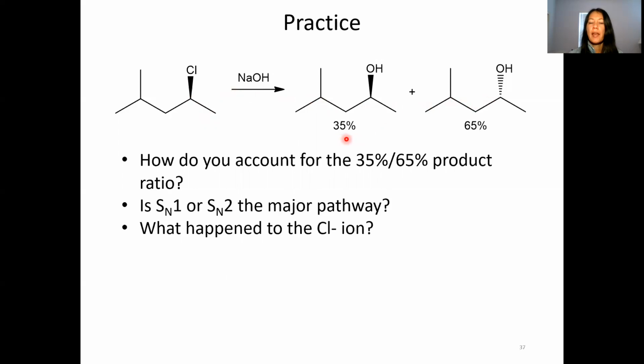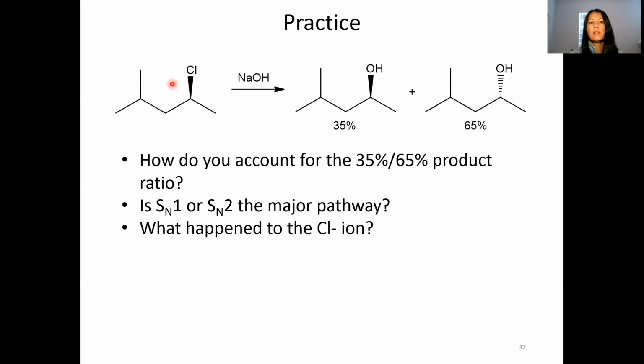So in this case, you have quite a bit less of this retention and more of the inversion. So how do you account for this? Is the SN1 or SN2 the major pathway in this? So there's a little bit of both going on here.